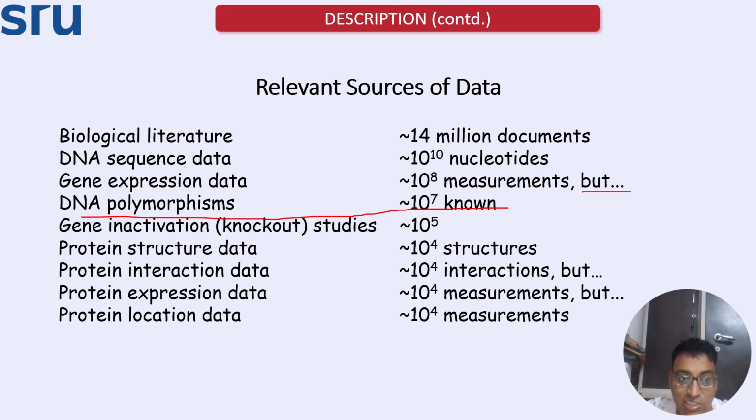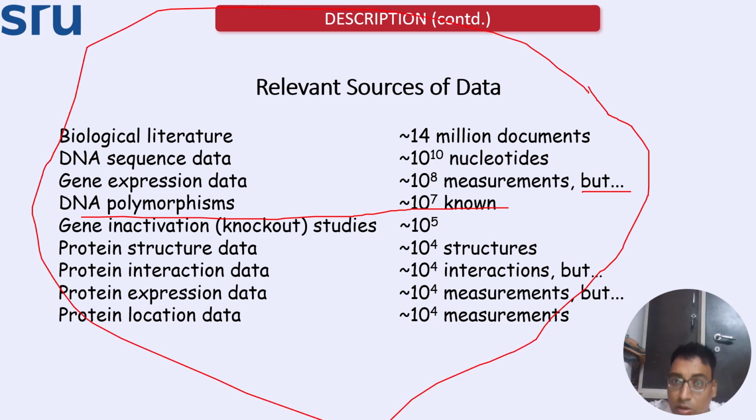Protein expression interaction data tends to 4 interactions. Protein expression data again tends to 4 measurements. Protein location data tends to 4 measurements. Now if I am considering the entire picture as a scene, from these available sources of information I am able to map only 1% of the interactome.